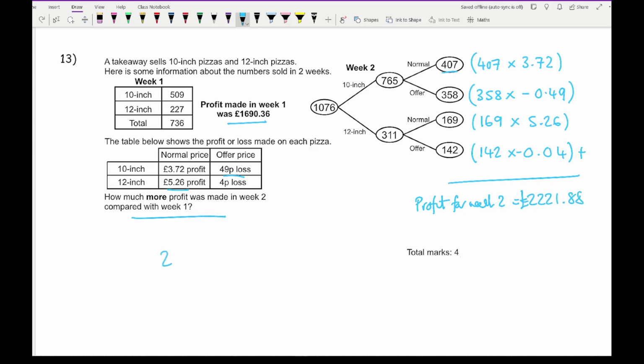So here it's going to be 2221.88 minus 1690.36, which gives me a total difference of 531.52 pence.